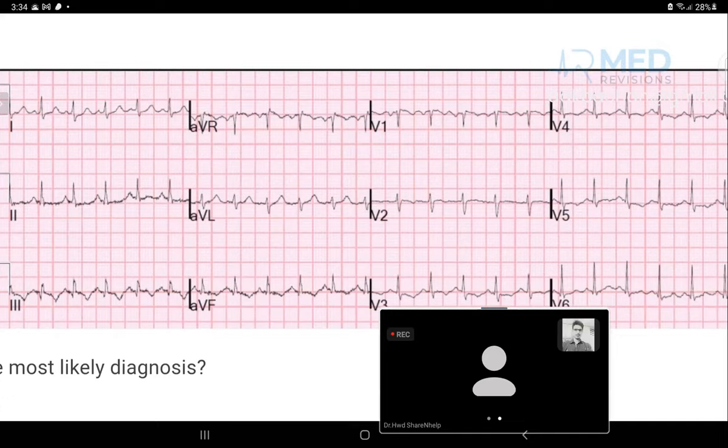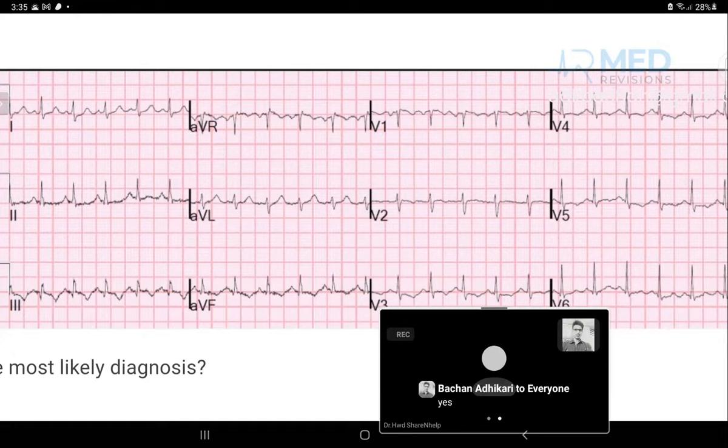You guys follow me? After the P wave, calculate the heart rate and look at the regularity of the RR interval. Is the RR interval regular here? Is the heart rate regular here? Can you tell me what the heart rate is and if the RR interval is regular? Okay, it's irregular. Dr. Zoya says it's irregular.